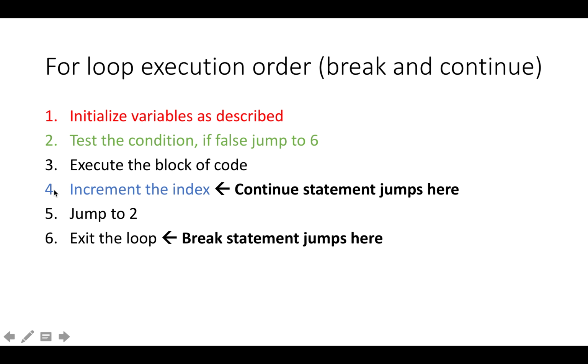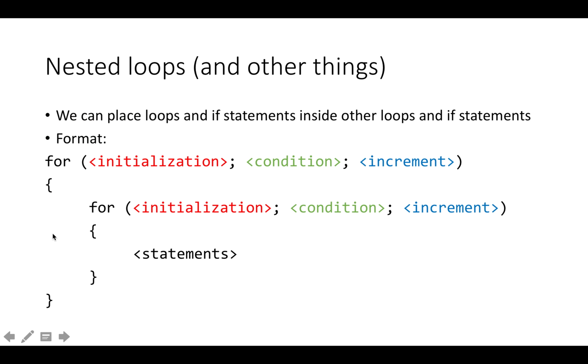So continue statement jumps to 4, break statement jumps to 6. This is the main thing that you'll need to know for assignment 4, I believe. The one dealing with printing out the different shapes, doing some sum stuff, printing some ranges. It's nested for loops. The main thing you need to know is that you can put for loops inside for loops, and you can put if statements inside for loops, and vice versa, back and forth, forever and ever. And it just works like this.